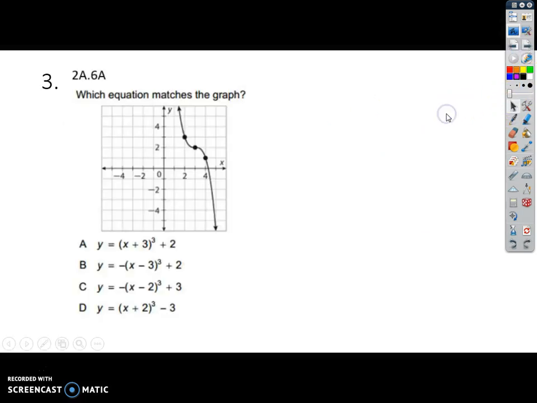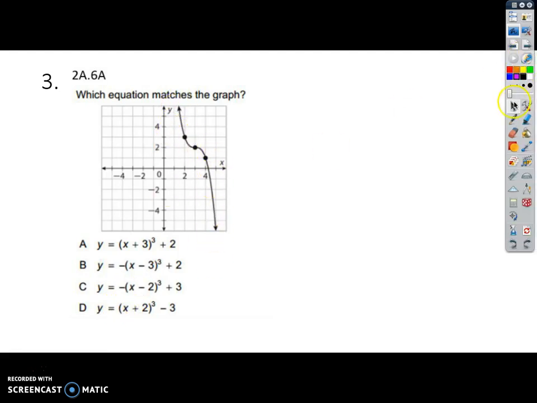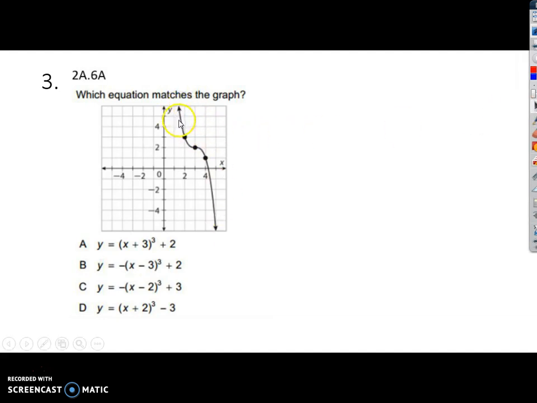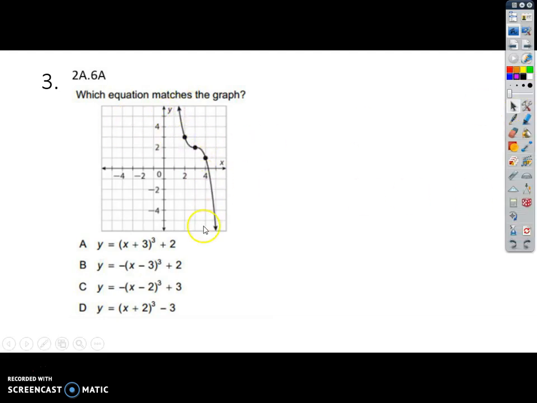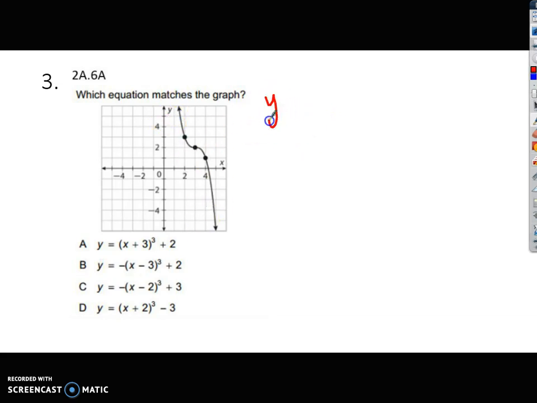Number 3, it says, which equation matches the graph? So we have a graph and we have these 4 choices. One of these matches this one. So again, we're going to use the fact that we know what the parent function is. This one looks like what? An x to the third power or the third root of x. This is x cubed. So we can tell that the parent function is going to be y is equal to x to the third power. X to the third power actually goes through 0, 0, and it looks something like this.